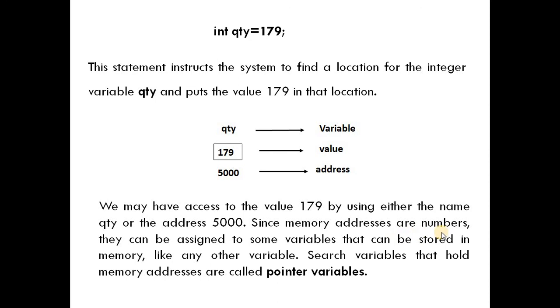Since memory addresses are numbers, they can be assigned to variables that can be stored in the memory like any other variable. Such variables that hold memory addresses are called pointer variables. So suppose I store this 5000 value in some variable, that variable will be known as a pointer variable. A pointer variable is a variable that contains an address, which is the location of another variable in memory.